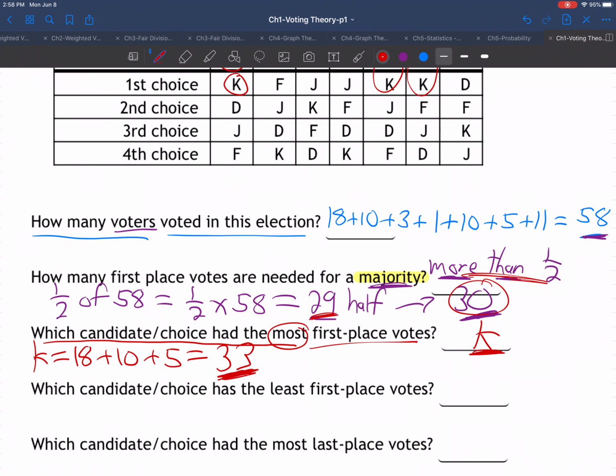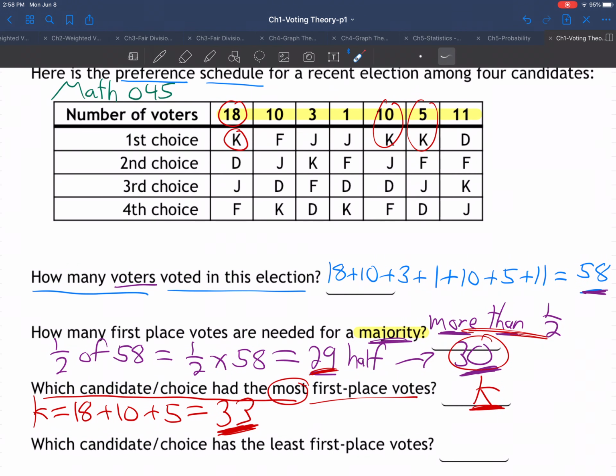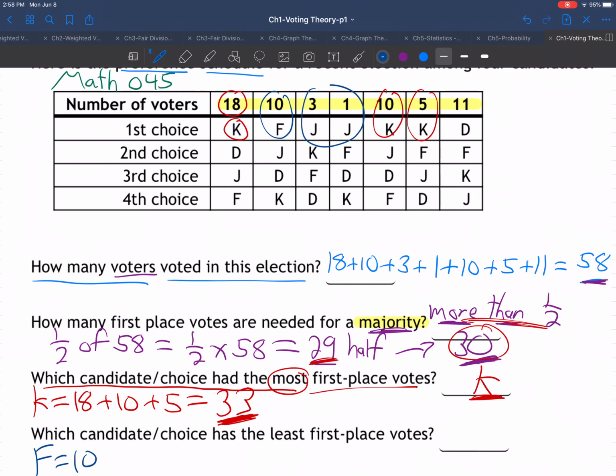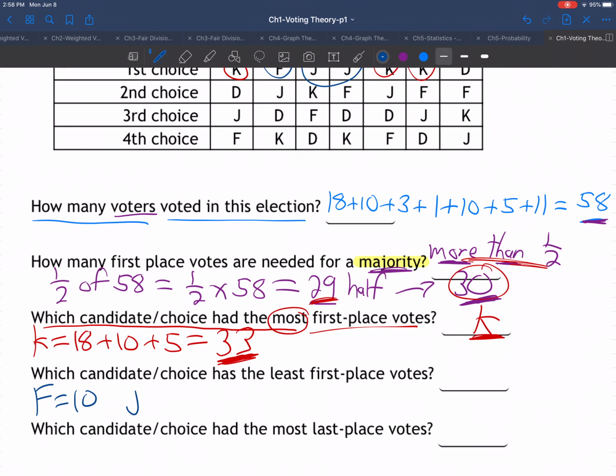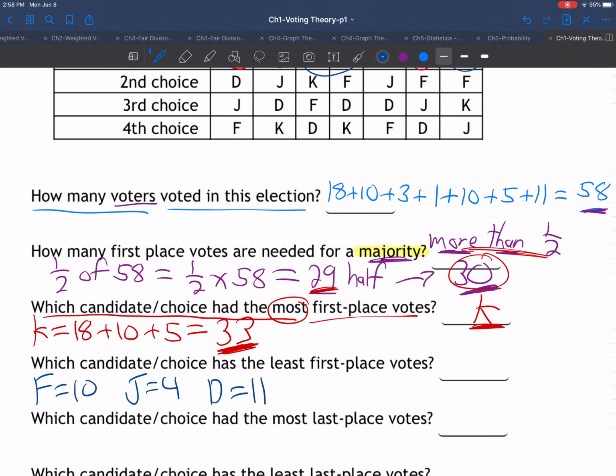Two more questions. Which candidate or choice had the least first place votes? Now, who had the lowest? Well, let's check F. Looks like F here has 10. And that's all for F. J has both these groups. That's 4. That's less than 10. D has 11. So far, it looks like J.